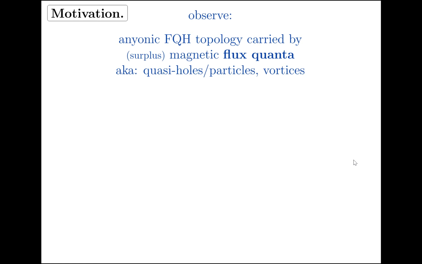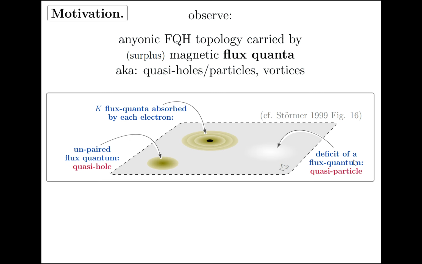But to get a handle on this, let's observe that FQH topology is actually carried by the surplus magnetic flux quanta, also known as the quasi-holes or particles or the vortices of the system. So here's the cartoon picture that people have in mind, even though, as I said, there is no real deep explanation of this, but this seems to be correct on some level. It's just borne out by experimental observation. So it's unit fraction 1 over k, often called 1 over q. I call it 1 over capital K here for reasons that maybe I'll get into later.